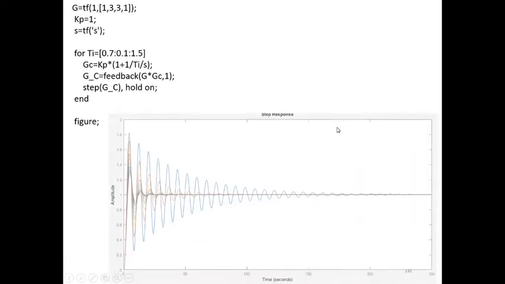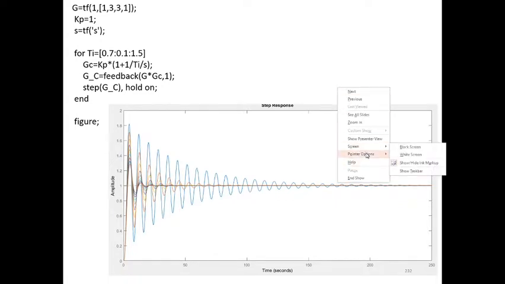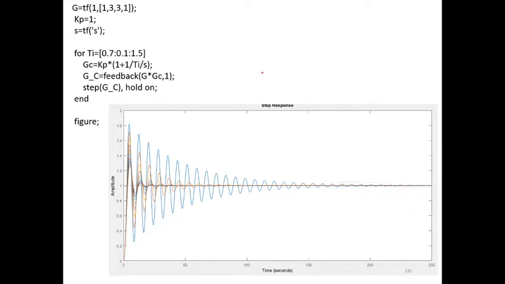So the transfer function of the PI controller is Kp into 1 plus 1 upon tau I s. Okay, so we have defined the transfer function of the controller. Gc is the transfer function of the controller. So you can see this is the controller, this is the PI controller.